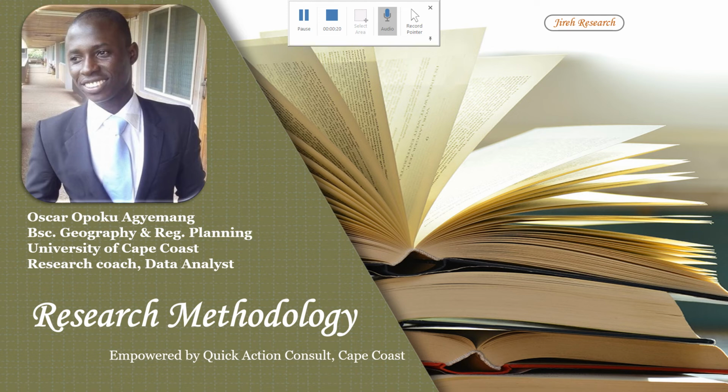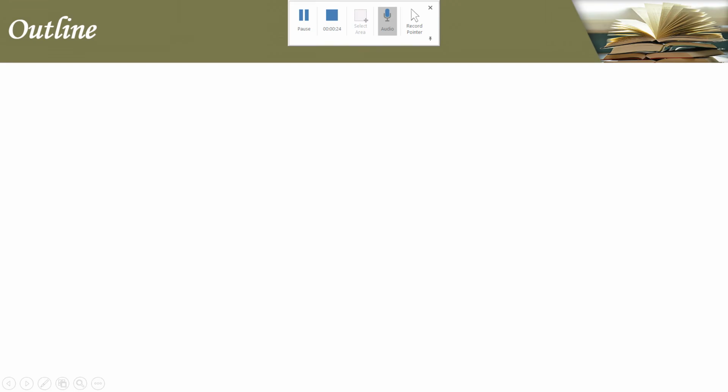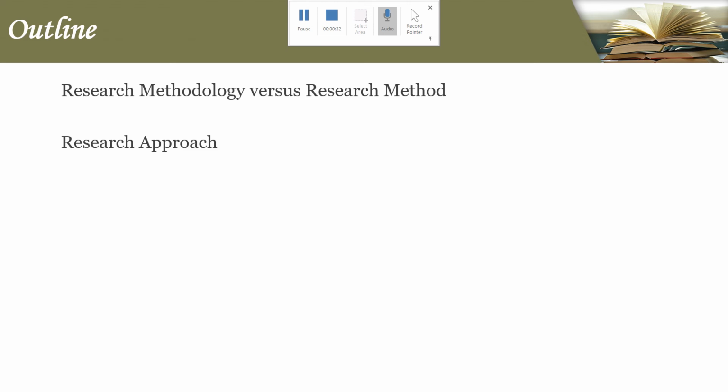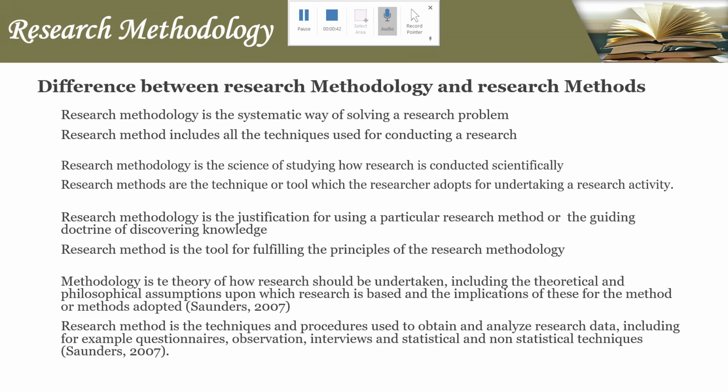In this tutorial, we are going to start from research methodology versus research method. We want to know the differences between them. Then we will look at the research approach. Then after that, we will delve into the types of research approach. Taking them one after the other, we will look at the difference between research methodology and research method.